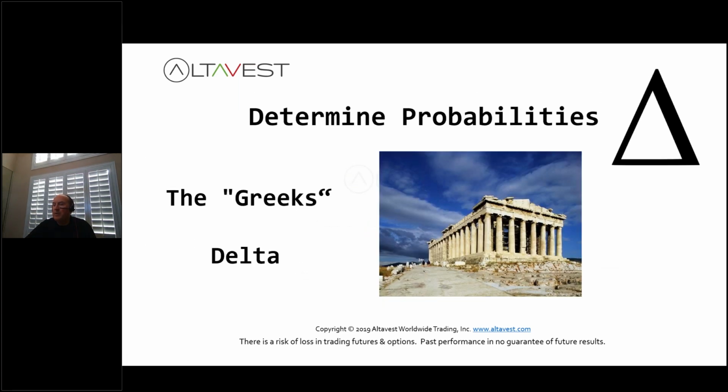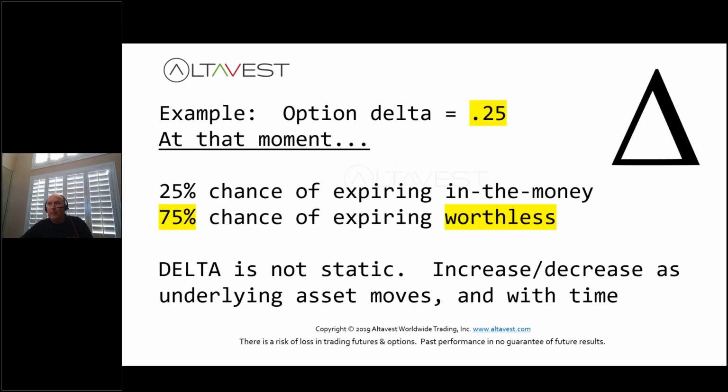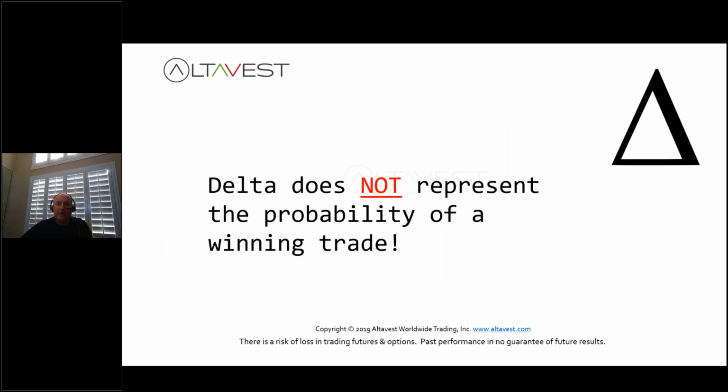We're going to look at just 2 of them when we talk about options, and it's very, very simple. We don't need to get too in depth here and overcomplicated. Delta is simply the approximate probability of expiring in the money. So for example, if an option has a delta of 0.25, it means there's a 25% chance of expiring in the money and a 75% chance it expires worthless. And remember, delta is always moving with price and time, and it is not the probability of a winning trade. So keep that in mind as well.